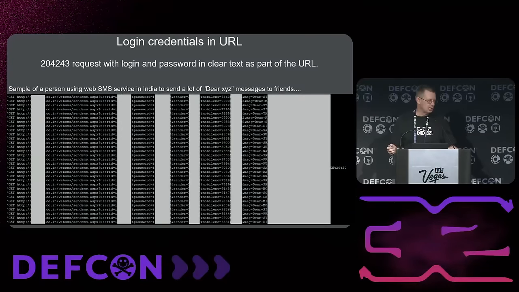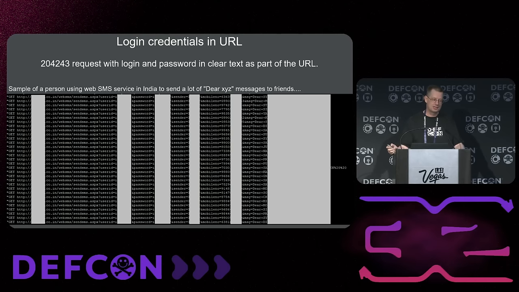So, credentials in the URL, there's a lot of them. I get 200,000 URL requests where the username and password is part of the URL. I don't know if you can see the size of the screenshot there, but it's apparently an Indian guy that has a lot of friends. He is using a web service to send SMS messages to all his friends. He apparently has a lot of friends. There were many, many log lines here. They all start with "dear something." I don't know what he is trying to do.